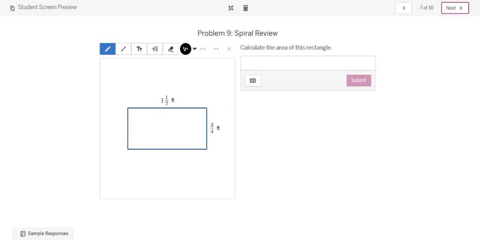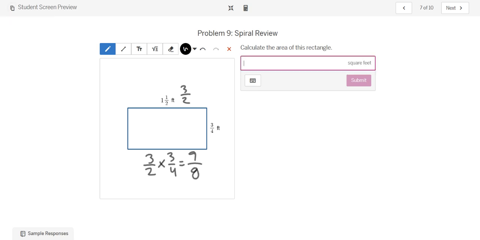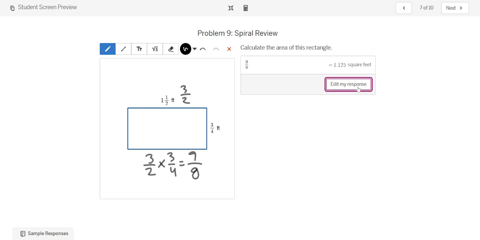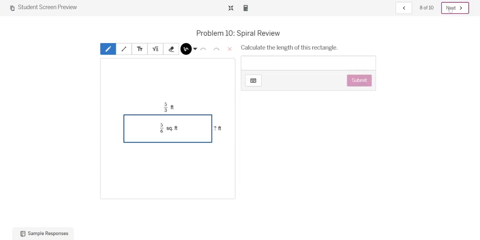And here we go. Fractions. Well, 1.5 is the same as 3 halves. And if I do 3 halves times 3/4, I get 3 times 3 is 9. 2 times 4 is 8. I get 9/8. That is the same as 1 and 1/8, but I don't care. I'm just going to leave it as 9/8. Much better that way.